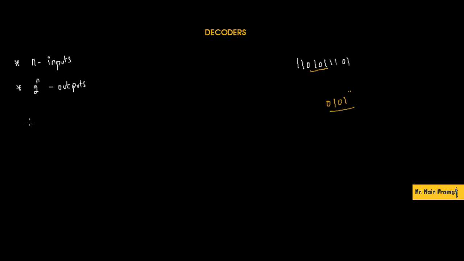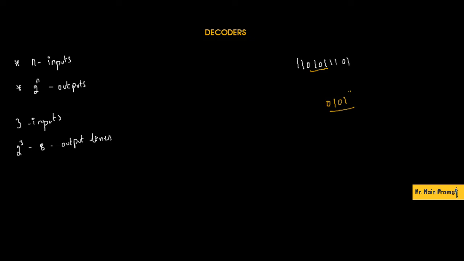If your decoder has, for example, 3 input lines, the number of outputs will be 2 power 3. That will be 8 output lines. So this is about decoders.